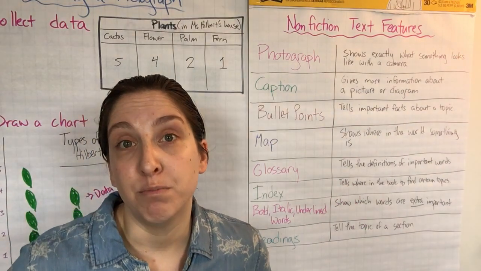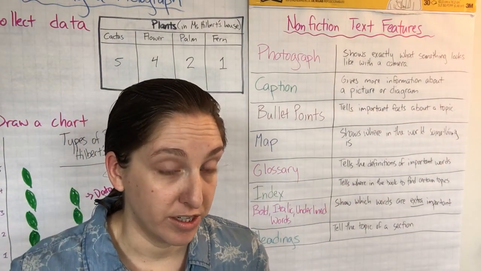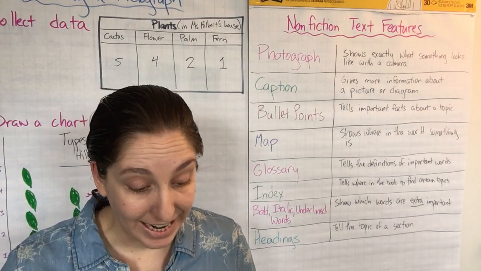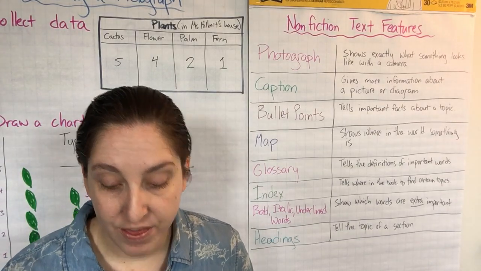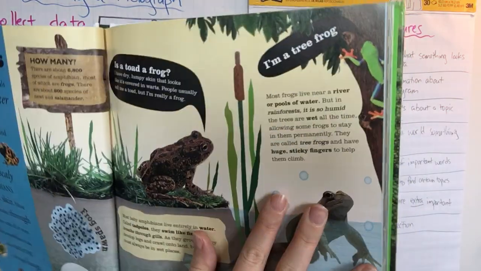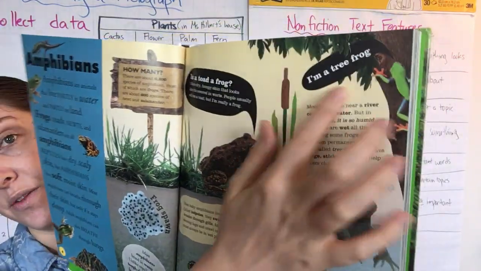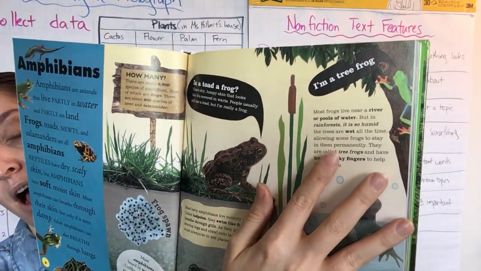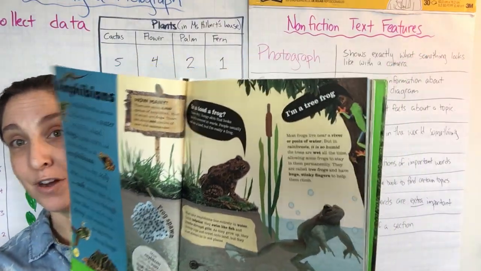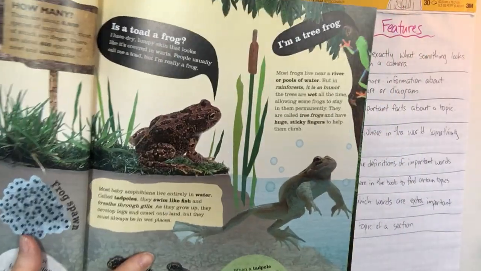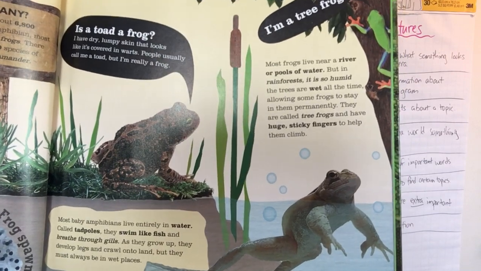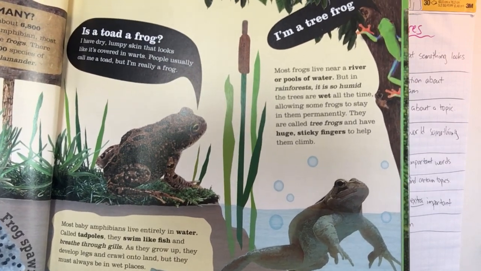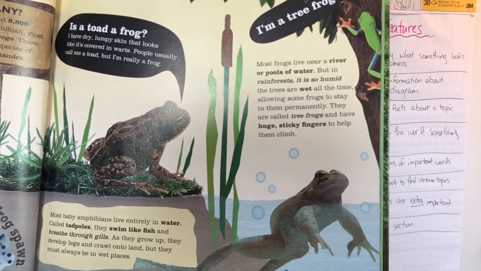Now let me look for some bold, underlined, or italic words. I see tons. Let me look just at this box here. It says, I'm a tree frog, so I know that this text is going to be about being a tree frog. I'm going to stand up so I can get closer to the camera for you. All right, pay attention to the way that I read this text and the way that I emphasize those bold or italic words.